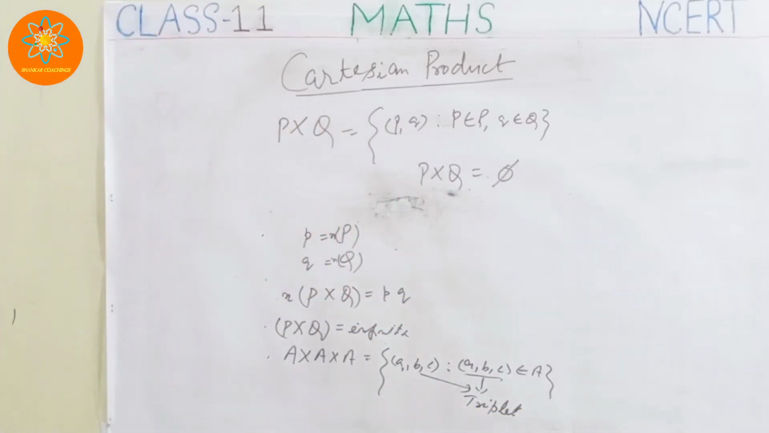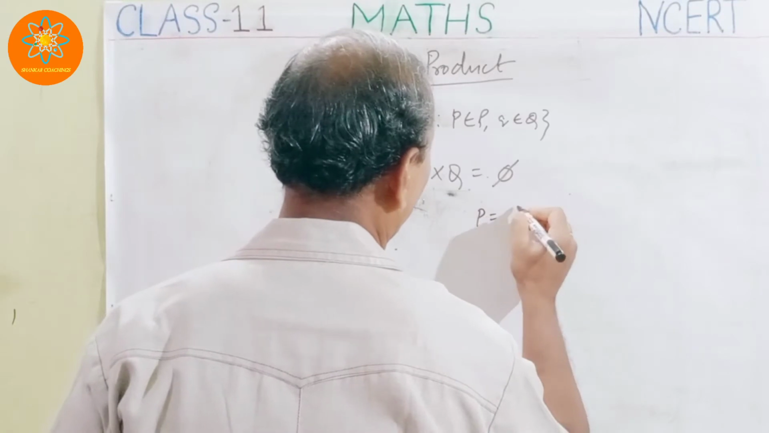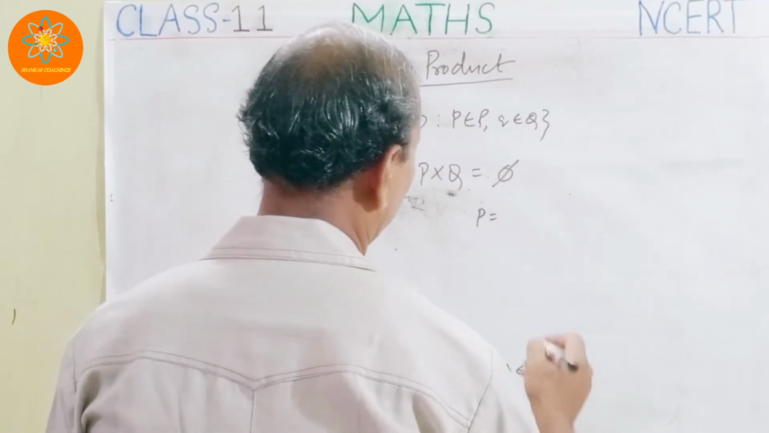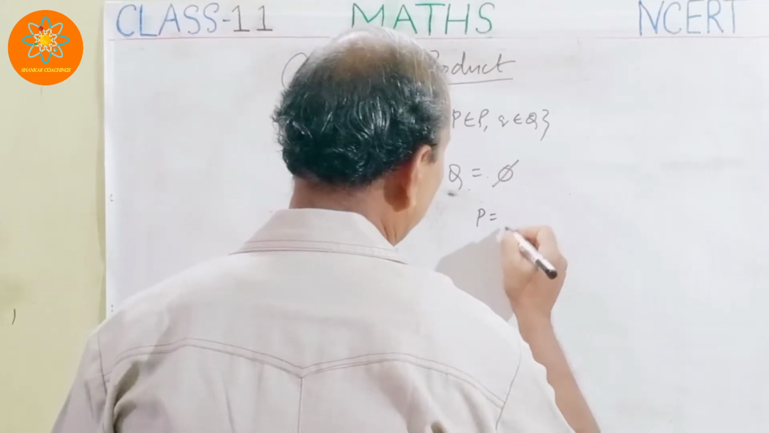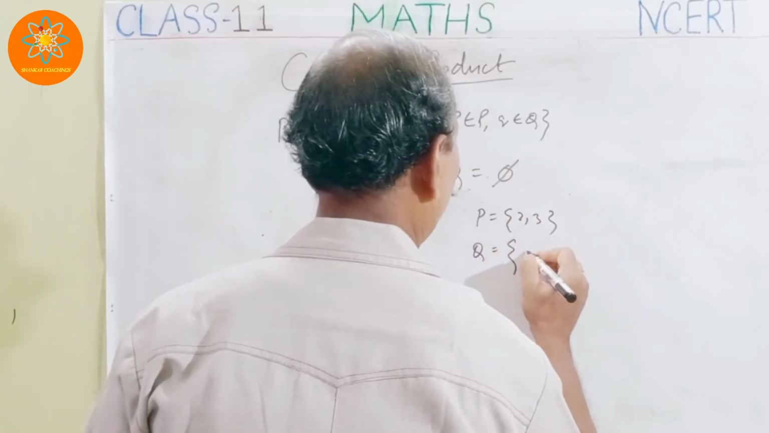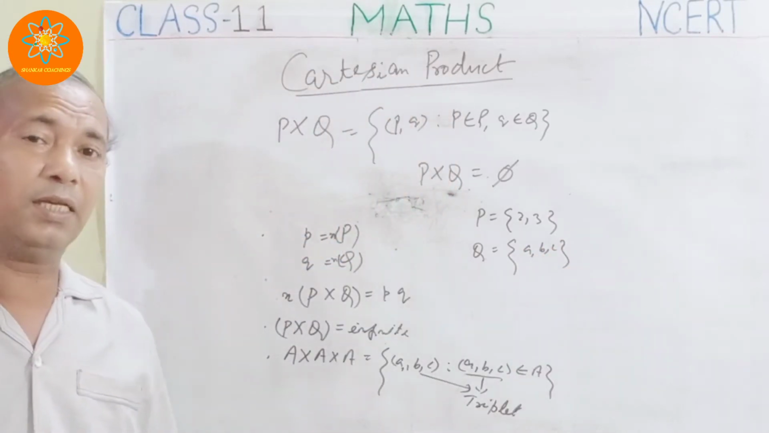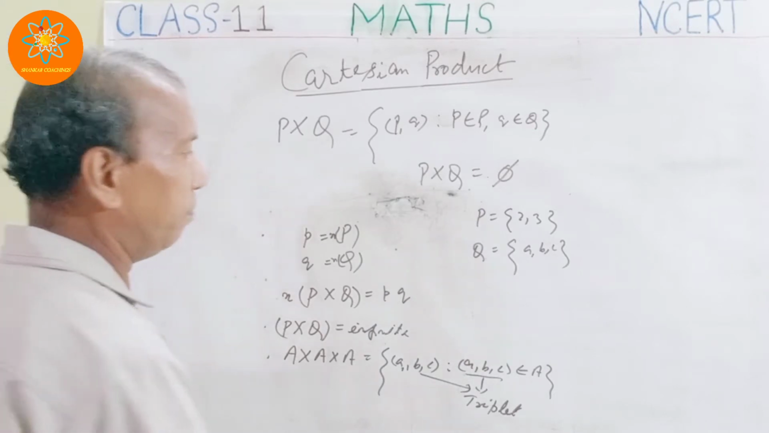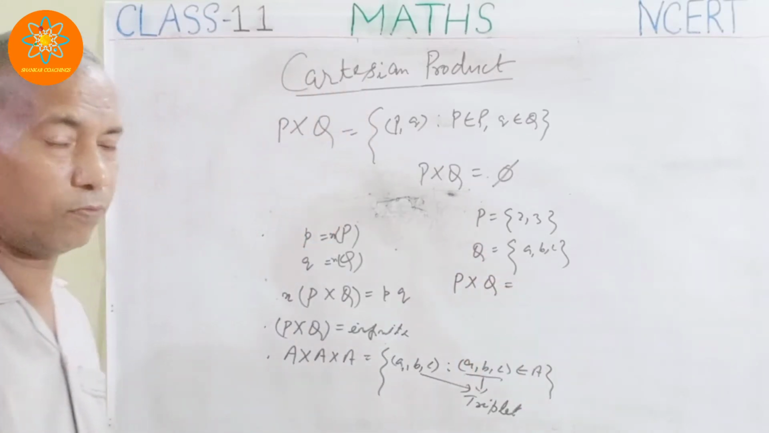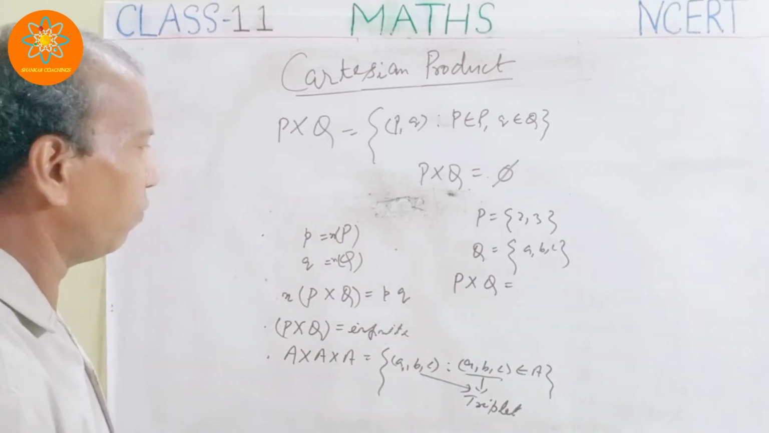I'm taking one simple example. Let's suppose P is given as 2 and 3, and let's suppose Q is given as A, B, C. P is 2 and 3 and Q is ABC. And let's suppose I want to find P cross Q. So what is the value of P cross Q? P cross Q means the Cartesian product of P and Q.